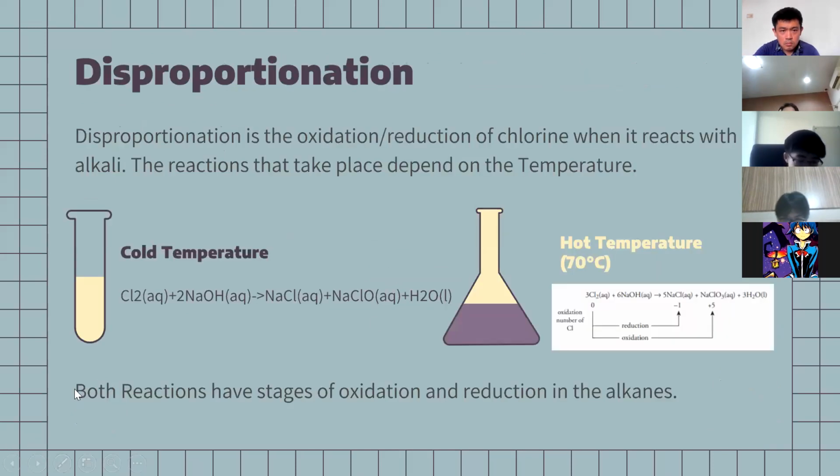Disproportionation is the oxidation and reduction of chlorine when it reacts with any kind of alkali. These are the different examples at different temperatures. Basically, in each of these reactions, there are cases for both oxidation and reduction, just at different stages. So if you break down these equations, on the right you can see there are parts with reduction and oxidation.